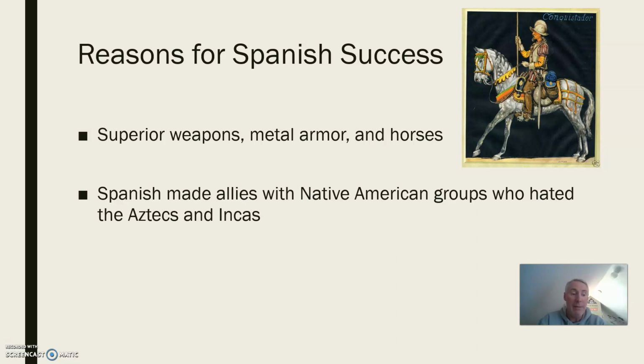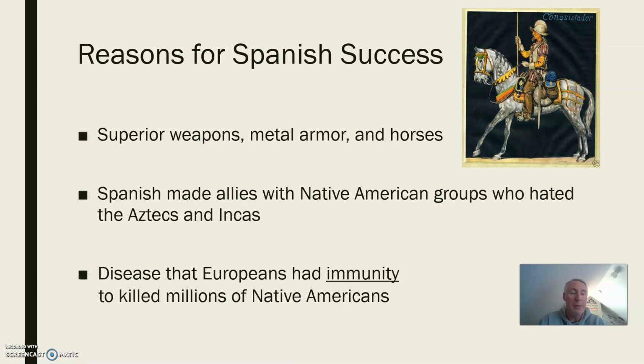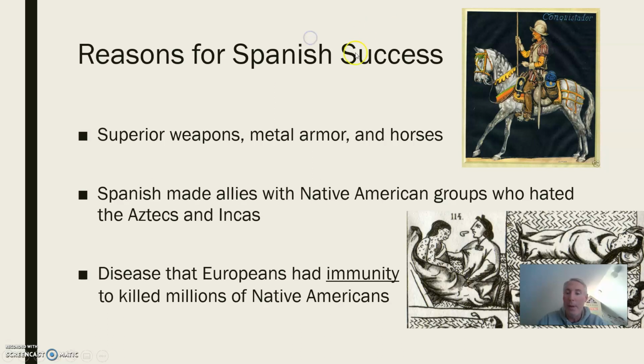And lastly, but definitely not least, disease. Disease played a huge role. The Spanish had guns and cannons, but they were vastly outnumbered. Guns, cannons, armor, horses, and allies still would not have been enough to defeat the Aztec and Inca. By far the most deadly weapon the Europeans brought with them was one they didn't even know they had.